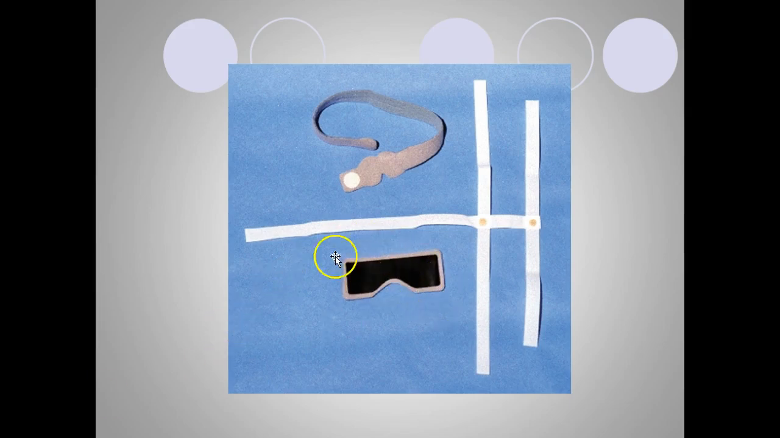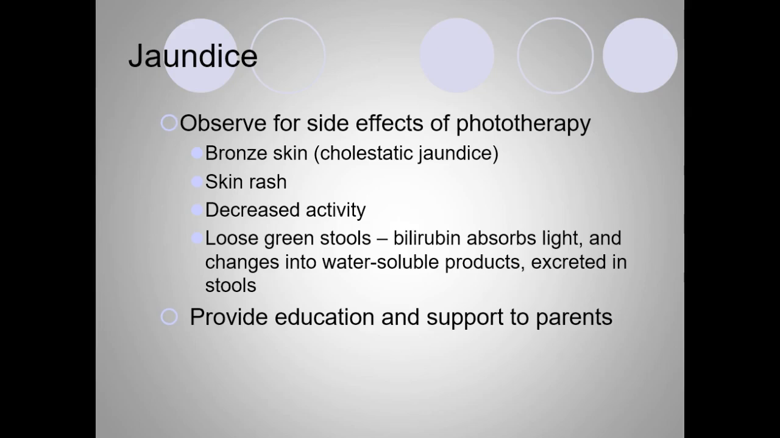These are the little eye goggles. These are eye goggles, and they can be held on by these little straps. But the baby always has to wear the eye goggles during the jaundice sessions under the phototherapy. Observe for the side effects of phototherapy: bronze skin, cholestatic jaundice. You guys, that's sometimes, congenitally, the bile duct may be narrow, and so there's a hard time getting the bilirubin out.